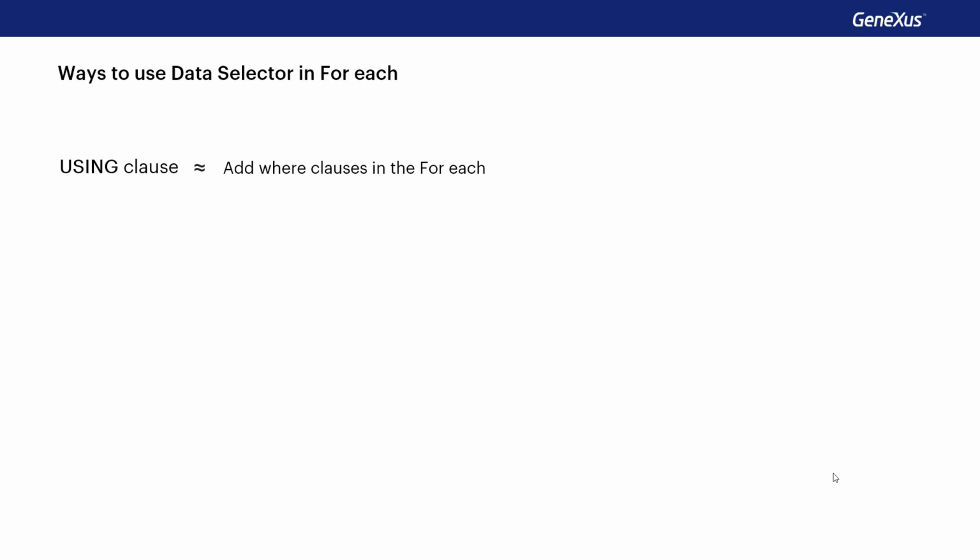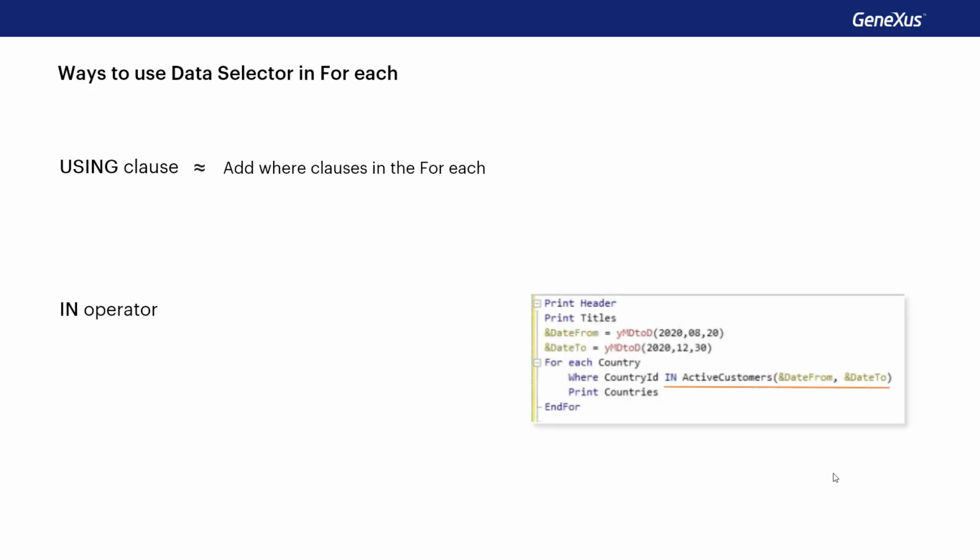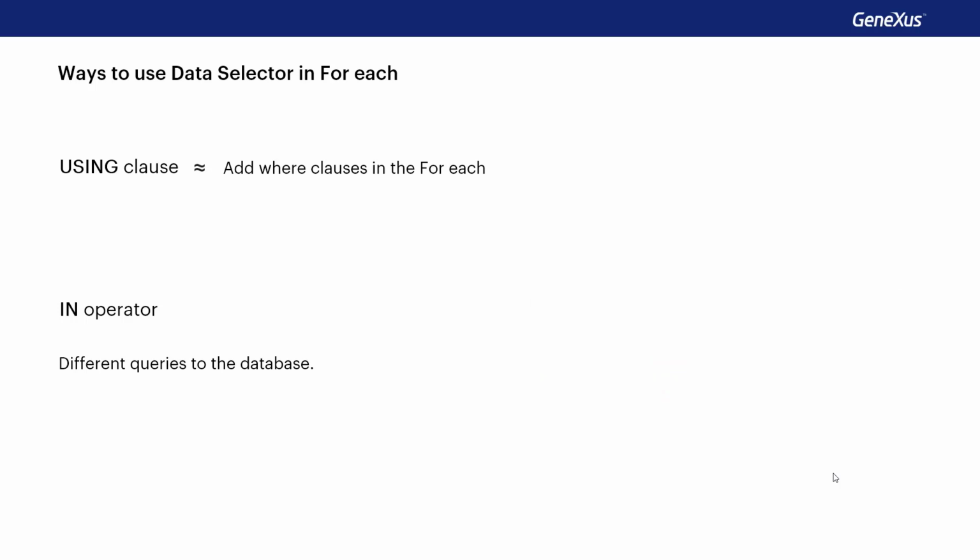On the other hand, if we use the in operator in a where clause, for example, we're making an independent query. So the data selector, in order to be resolved, will have to navigate its base table as if it were an independent for each. The in operator is used when you want to perform a subquery, whose result will be used later as a filter in the for each, as we've just seen.